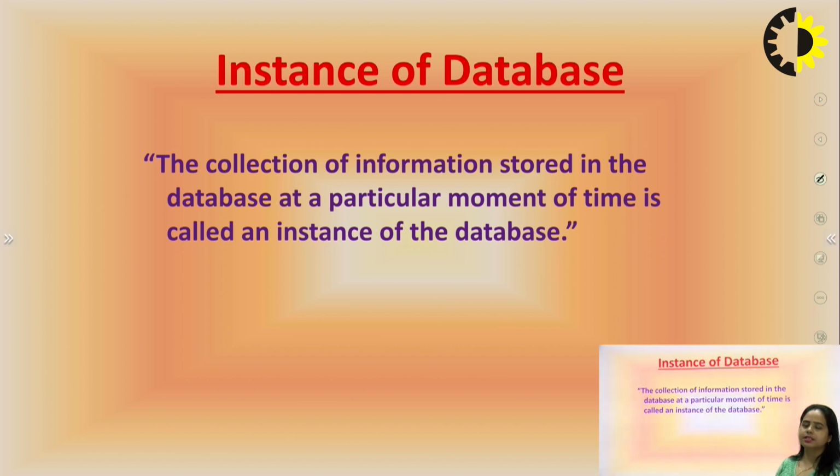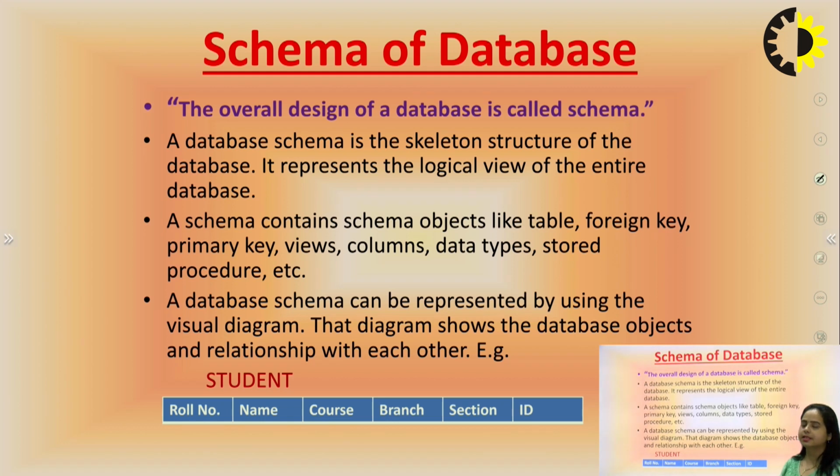Next, what is the instance of a database? The collection of information stored in the database at a particular moment of time is called the instance of the database. Right now, the information we have in our database is known as the instance of the database. Next, schema. The overall structure or overall design of the database is called the schema. Now, what is the instance? At a particular moment of time, the information is called the instance, and the overall structure or design of the database is known as the database schema.